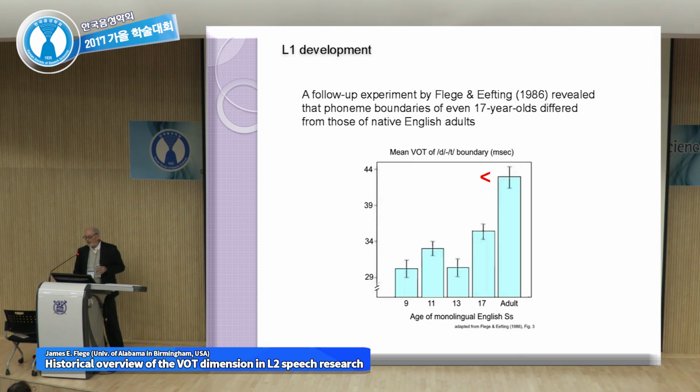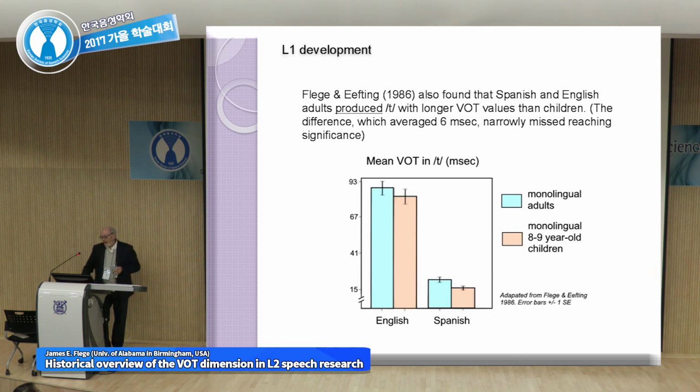In a follow-up study, we found that the phoneme boundaries of even adolescents aged 17 years differed significantly from those of English adults. And in an 86 paper, we found that Spanish and English adults produced T with longer VOT values than children. This just barely missed reaching significance.